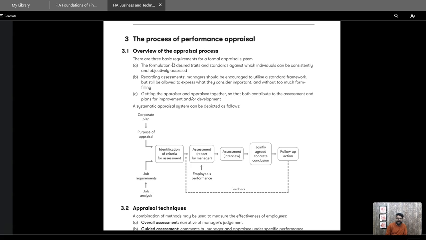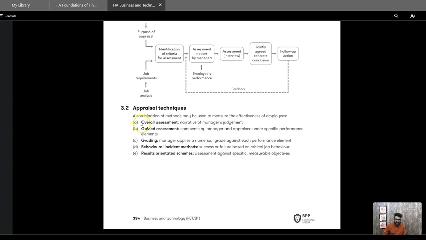A systematic appraisal system can be depicted as follows. Corporate plan has to be there. Purpose of appraisal, that is identification of criteria for assessment. What we have to identify is why we are actually doing this assessment. Assessment by manager. There has to be an assessment by the manager from the interviewer and a jointly agreed concrete conclusion. Okay, what is the conclusion we are arriving at? And there has to be a follow-up action from that. Then job requirement and job analysis has to be formed between that.